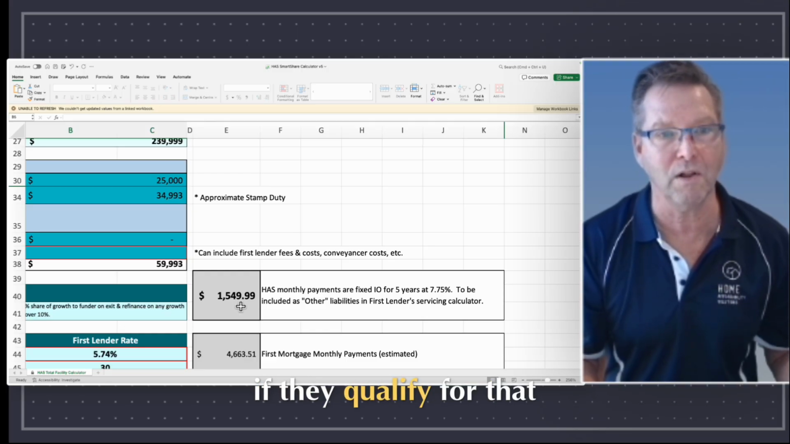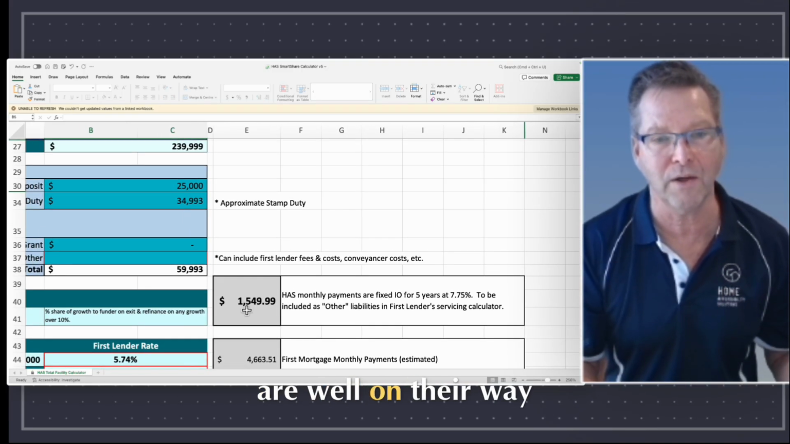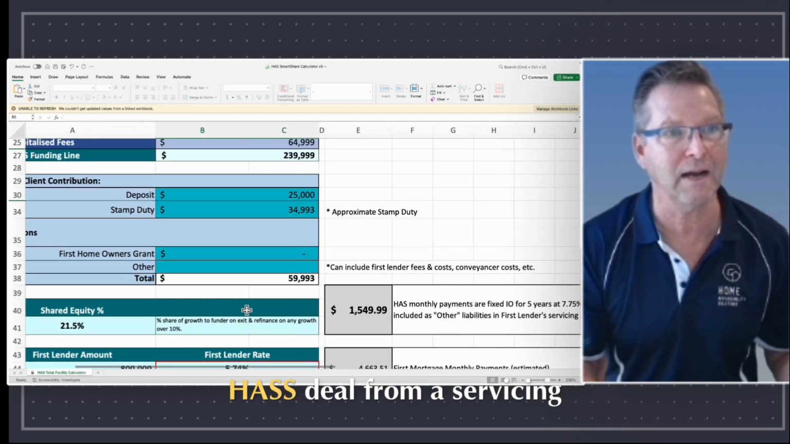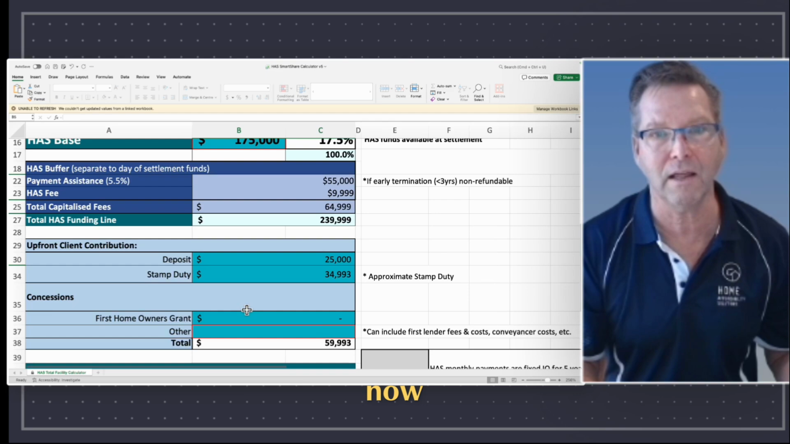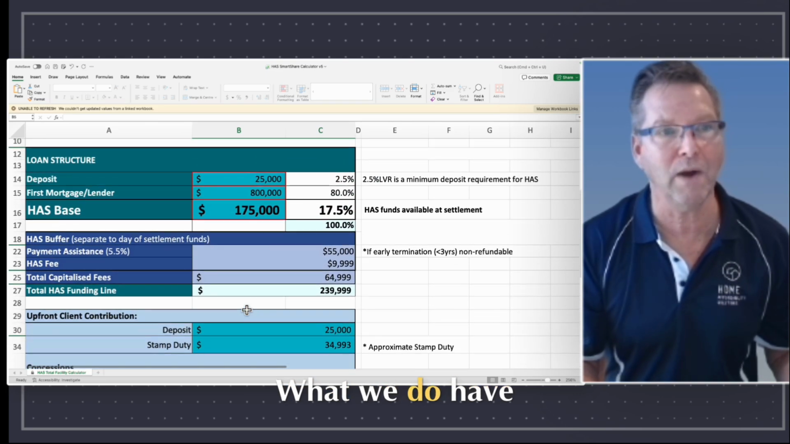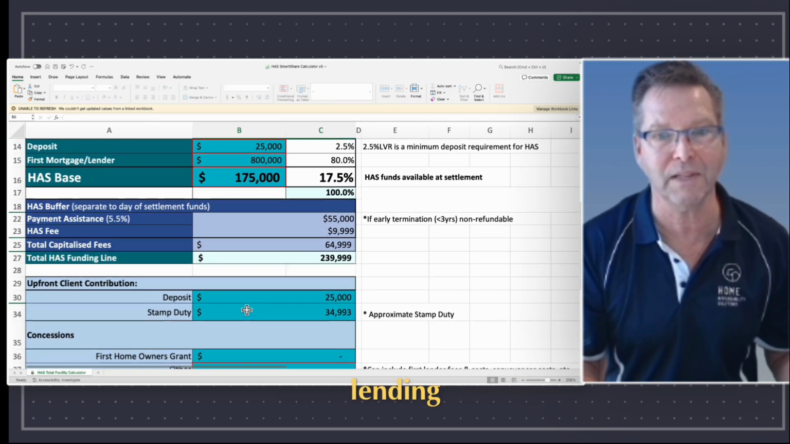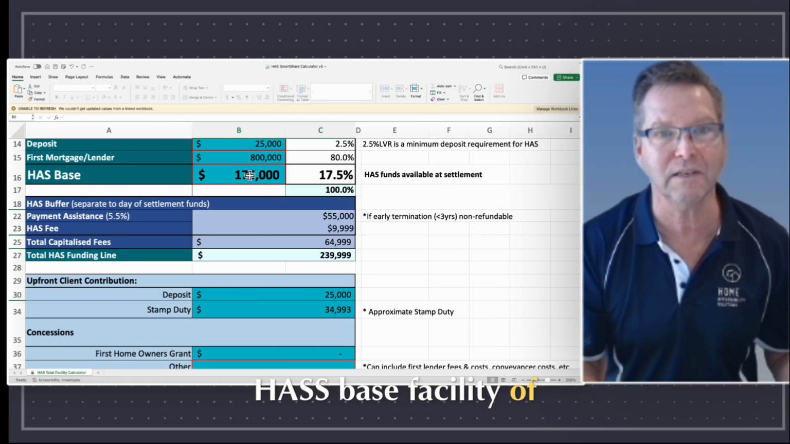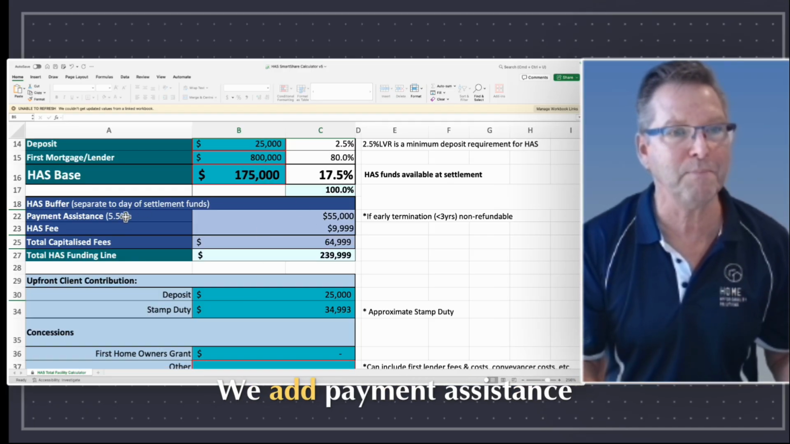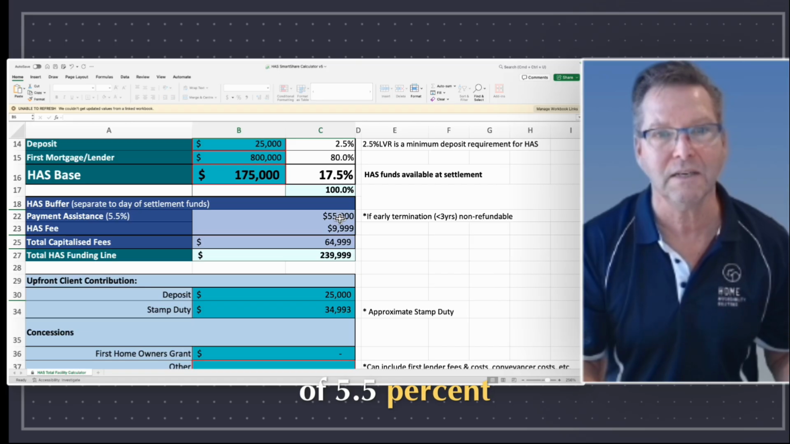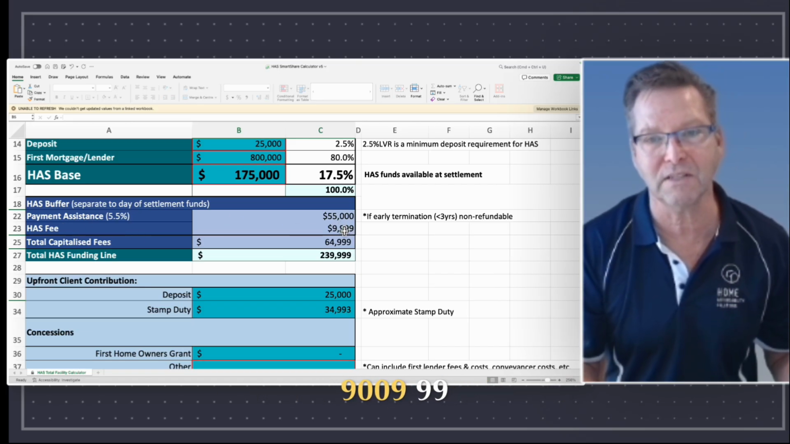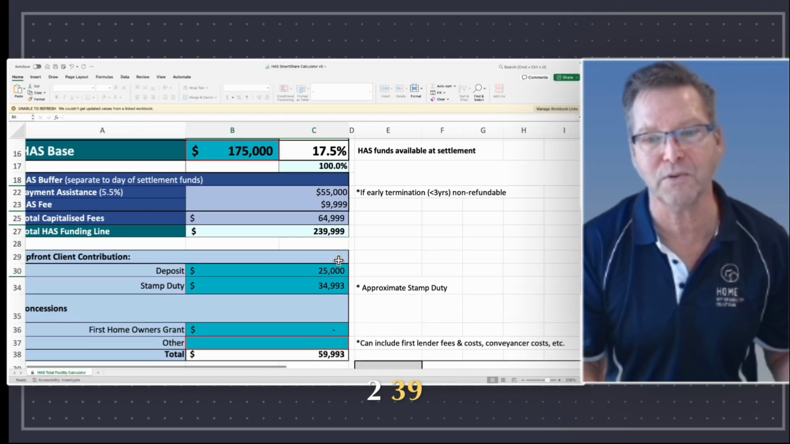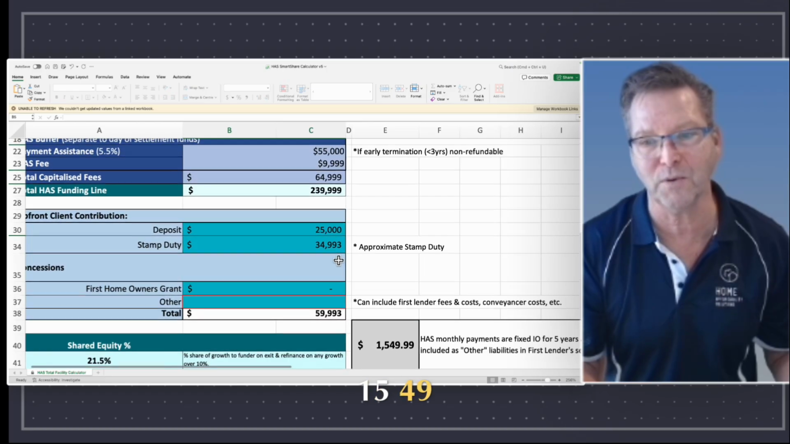If they qualify for that, then they are well on their way to qualifying for a HAS deal from a servicing component. Now, we do have fees associated with this lending. They get a HAS-based facility of 175,000. We add payment assistance of 5.5%. We capitalize 55,000, and we also have a one-time fee of 9,999. So the total facility they will have is 239. That's why the payment's 1549.